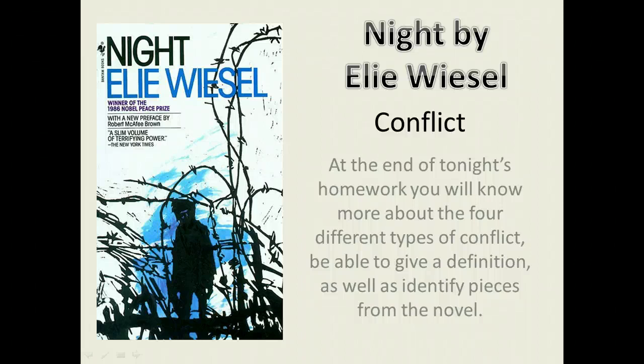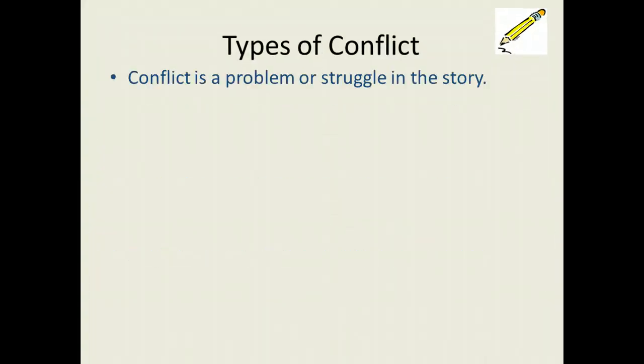Okay guys, so tonight's video is Night Concept 5 and we're going to be talking about conflict. At the end of tonight's homework you'll know more about the 4 different types of conflict and be able to give a definition as well as identify the pieces from the novel. So first of all, the very definition of a conflict is the problem or struggle we're seeing within the story.